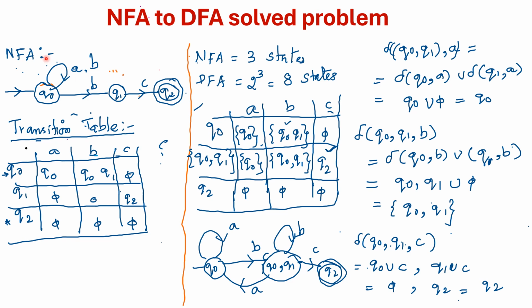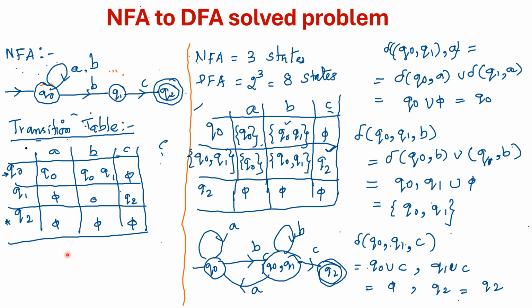So this is another example of how to solve NFA to DFA. This is the given NFA. Here we have 3 states, and in the DFA the possible combinations are 2 power 3, so 8 states are possible. In this diagram we can refer to the state transition diagram.